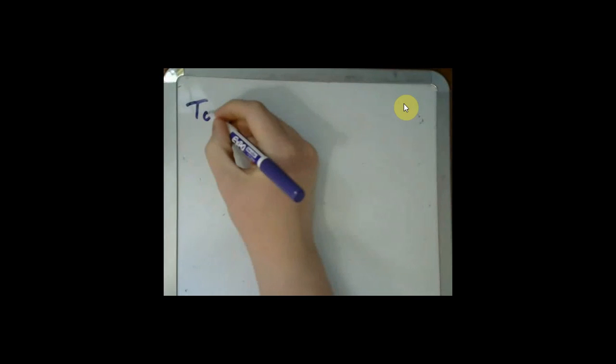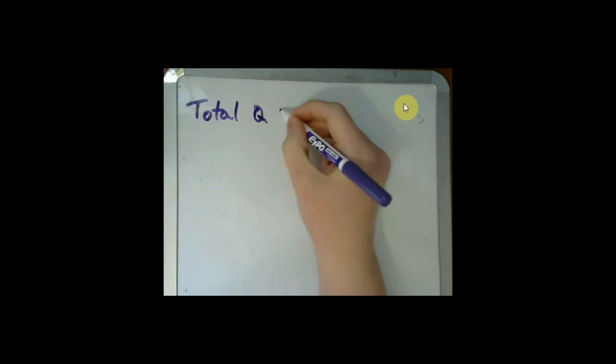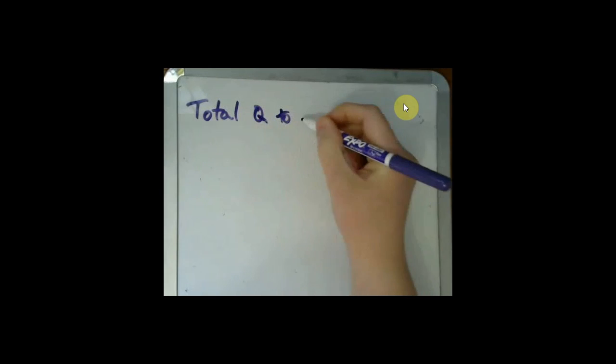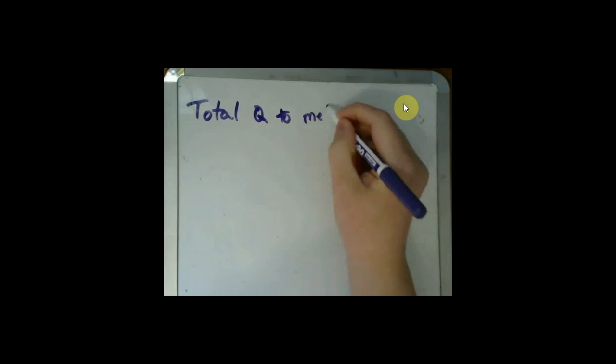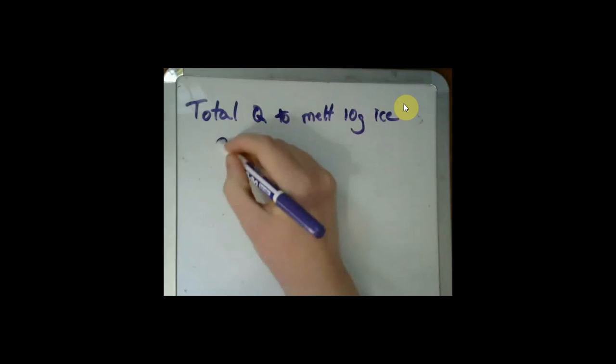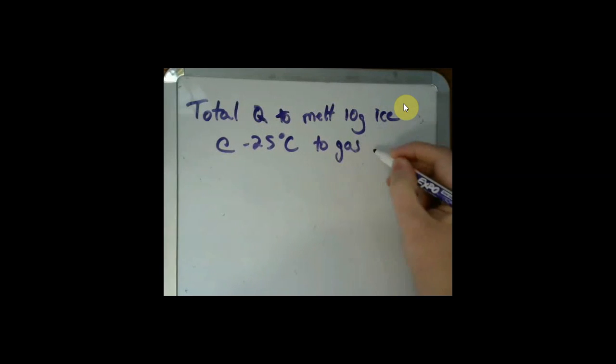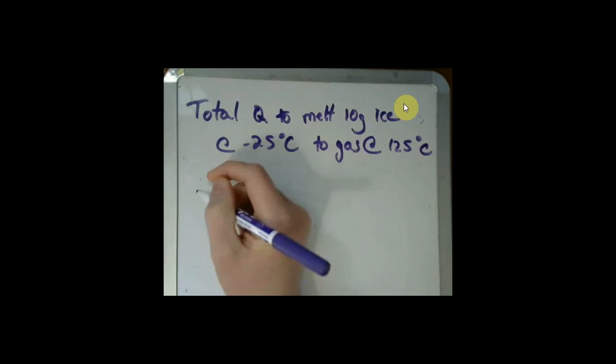Now, oftentimes these values are going to need to be added up in order to find the total amount of energy. So if we wanted to add those up to find the total amount of energy, Q, to melt 10 grams of ice at negative 25 degrees C to a gas at 125 degrees C, we would have to add them all up.